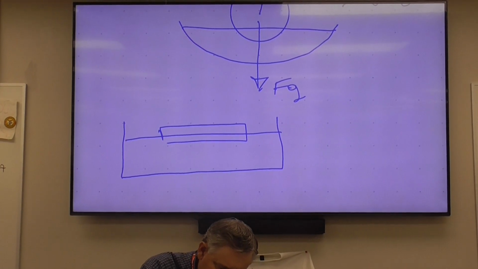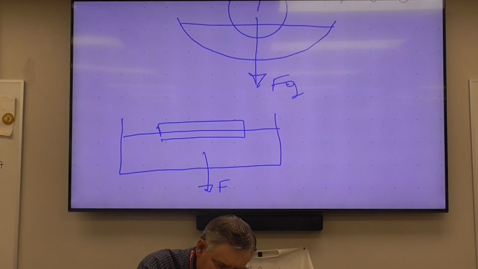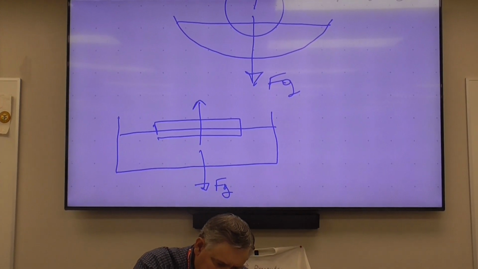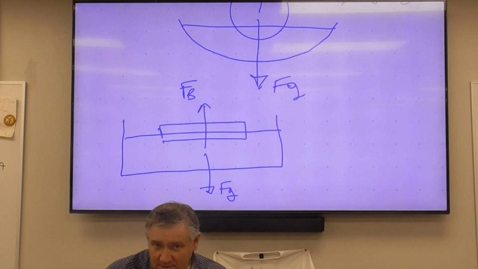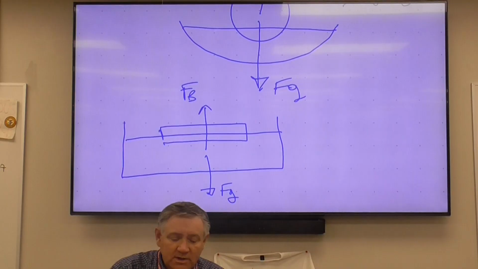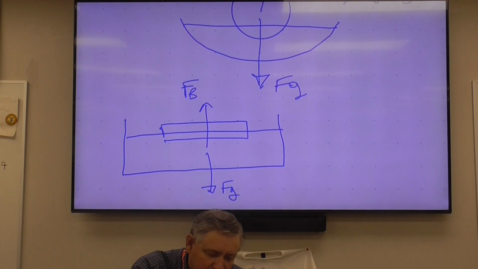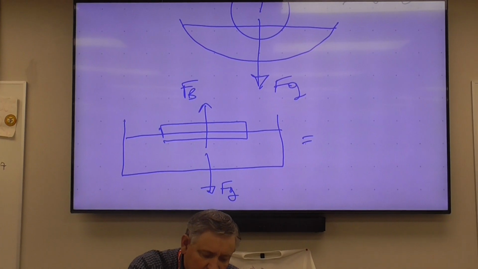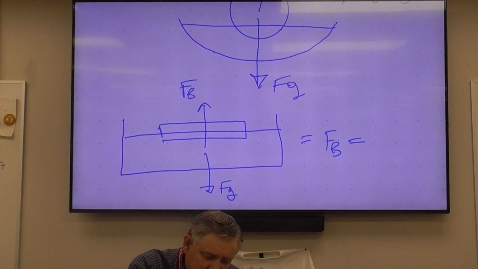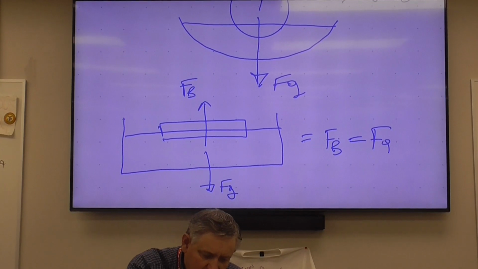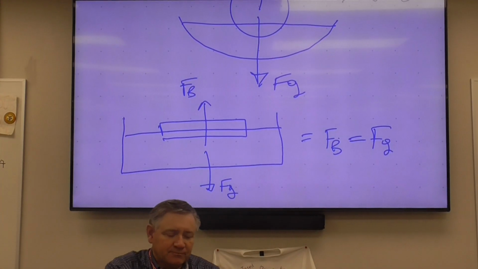So here's what you've got: your buoyancy force and your gravitational force, right? So if it's going to float, what do you know about those two values? They're equal. So I'm going to set the buoyancy force equal to the gravitational force. Cool with that? Good.